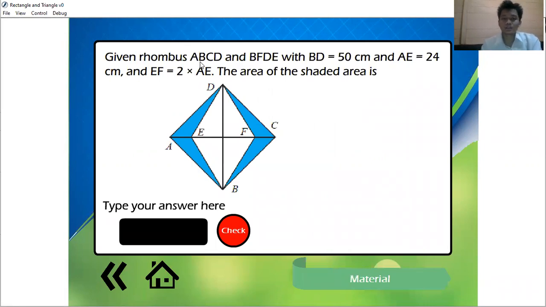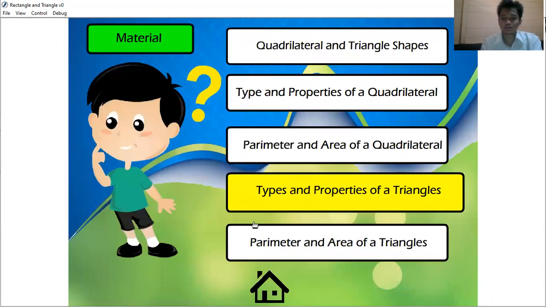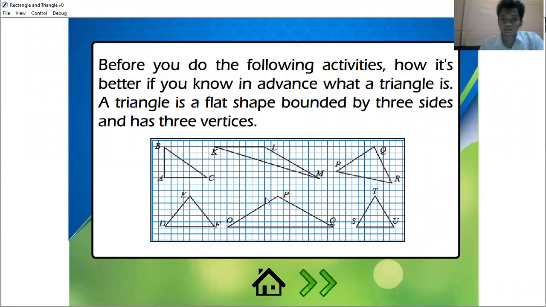Next, given rhombus ABCD and BFDE with BD equal to 50 centimeter and AE equal to 24 centimeter, and AE 2 times AE. The area of the said region is, the correct answer is 1,020. Number 2 material, and next material is about types and properties of triangles.